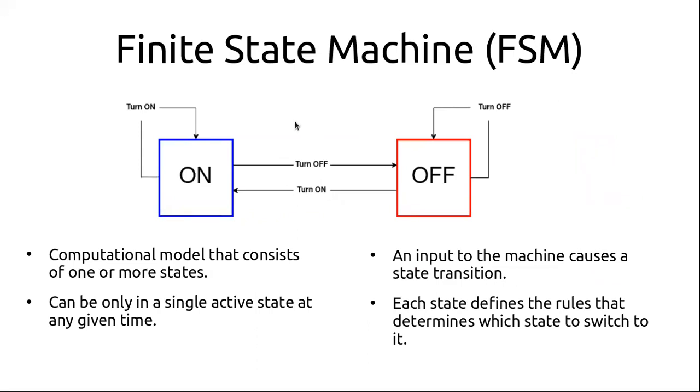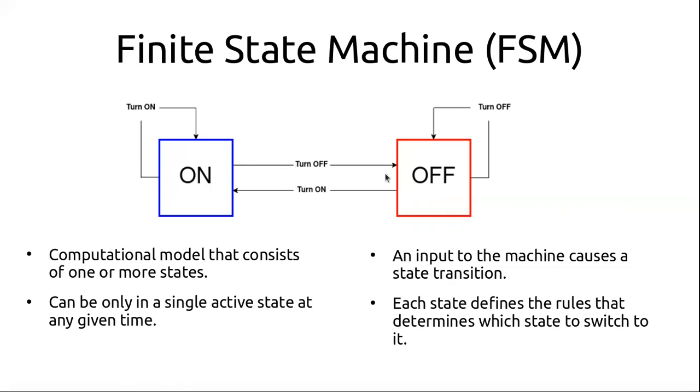The most interesting point about Rasa is one of the most interesting concepts in computer science, called FSM, which stands for finite state machine. FSM in general is a computational model that consists of one or more states. It can be only in one single state at a time, and each input to that state can change it to another one.